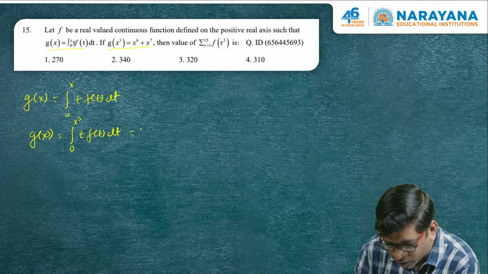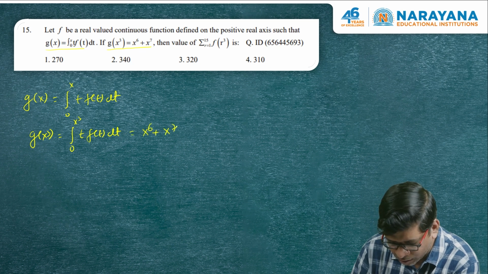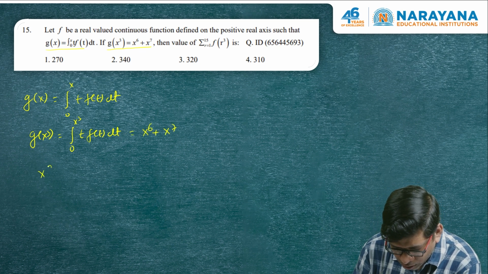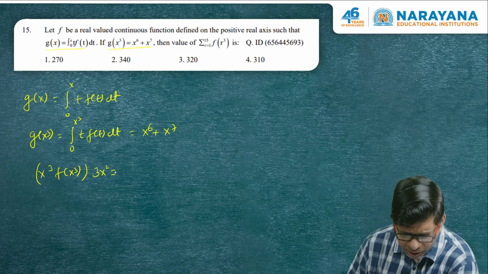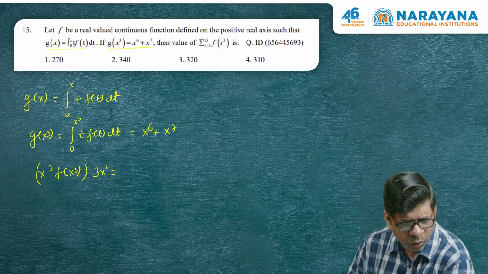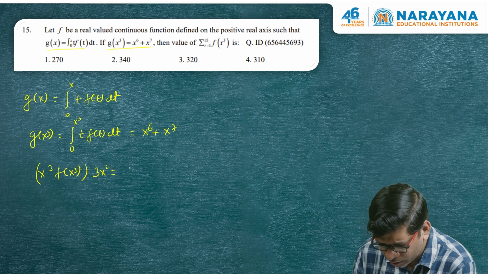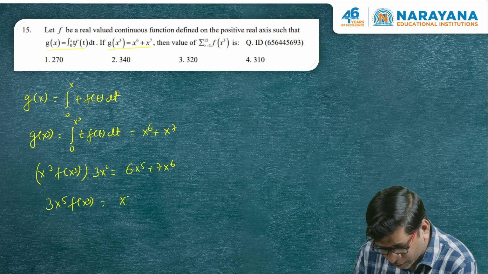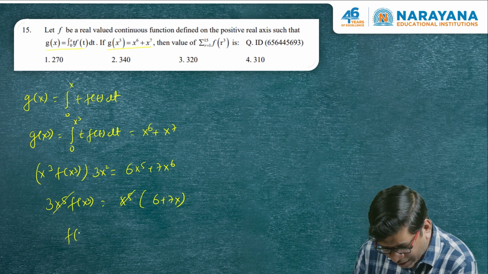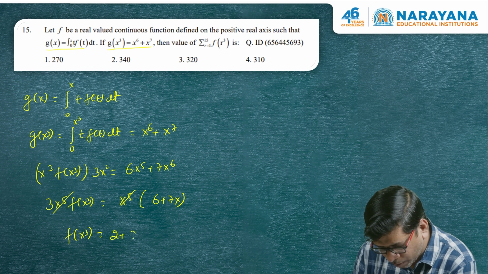But g of x cube is known to us. It is x power 6 plus x power 7. So differentiate both sides. So x cube f of x cube into the derivative of x cube, by the Newton-Leibniz rule, equals 6x power 5 plus 7x power 6. It is the second question in which we are using this derivative; two questions are based on Newton-Leibniz. So this is the same as 3x power 5 f of x cube equals x power 5 times (6 plus 7x). So this gets cancelled. Finally we get f of x cube equals (2 plus 7x) by 3.